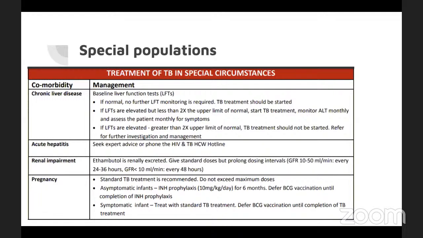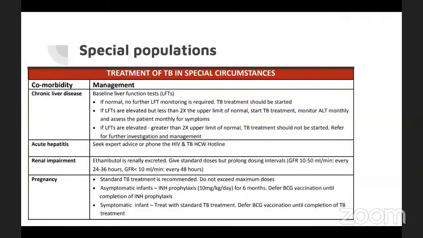For renal impairment, ethambutol is renally excreted. So we keep the dose the same, but the only thing that we change for the GFR differences is the dosing interval. If it's between 10 and 50, then we increase the dosing interval to 24 to 36 hours. And if it's less than 10, then every 48 hours.